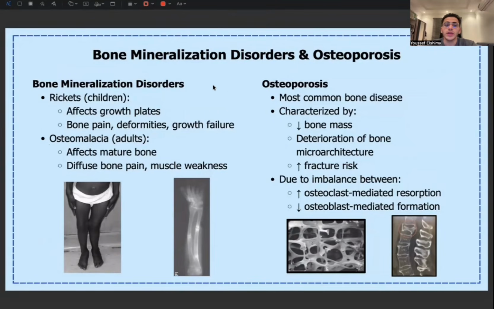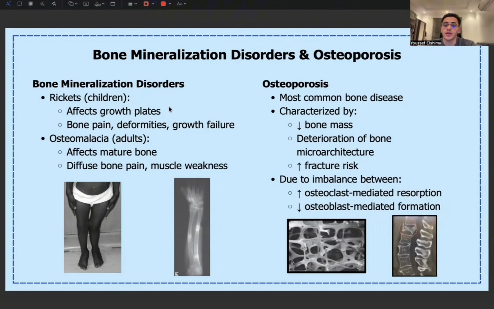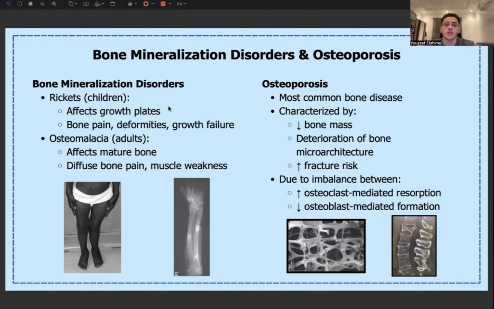Okay, final slide. We have some bone mineralization disorders and osteoporosis. So bone mineralization disorders happen because the bones do not get mineralized by the calcium and the phosphate or the hydroxyapatite crystals. So if it happens in children, it is called rickets, and it affects the growth plates. So children would come with bone pain, deformities, as well as growth failure. But if it happens in adults, it's called osteomalacia, and it affects the mature bones. So patients would come with diffuse bone pain as well as muscle weakness.